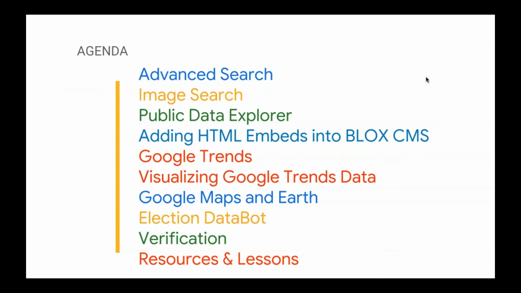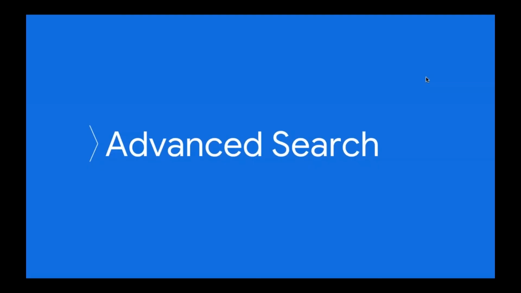We'll also cover a couple new tools that might be relevant for you as you're thinking about covering the midterm elections, which are coming up. There's a tool called the Election Data Bot, which we'll take a look at, which gives you a real good fire hose of information that's useful for covering those types of stories. And then we'll talk a little bit about verification and fact-checking tips, and then we'll provide some resources and links to additional lessons afterwards. And then we'll have a little bit of time at the end for Q&A.